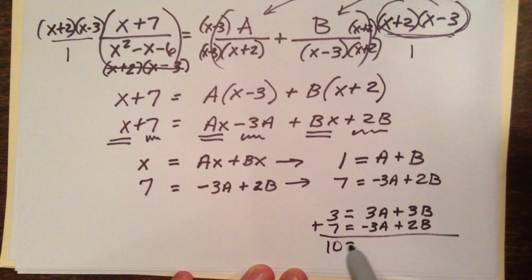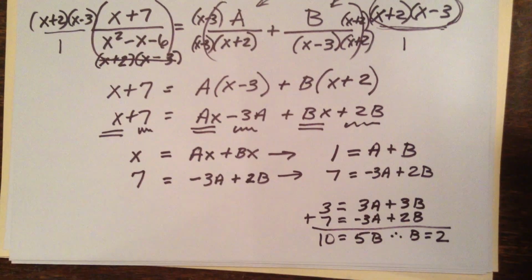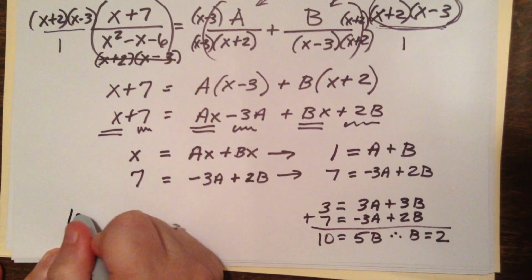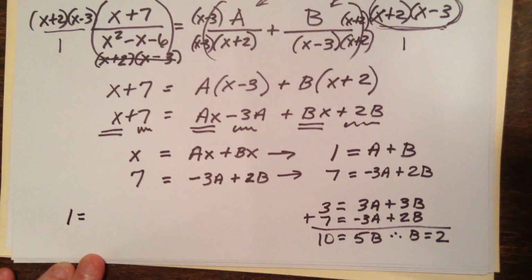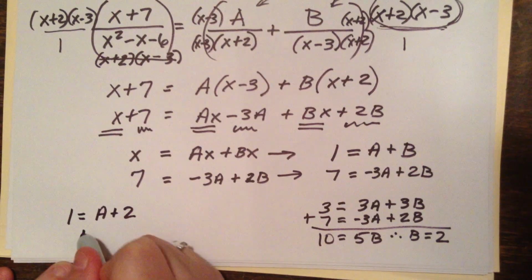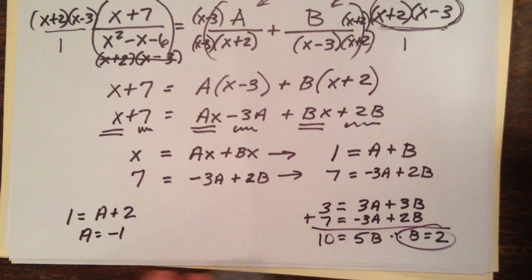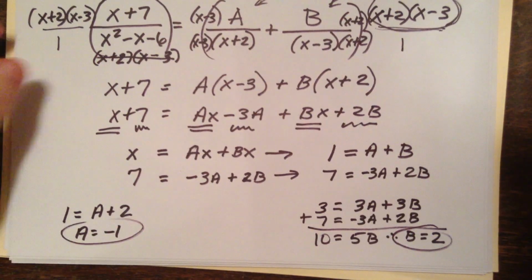And I have 10 is equal to 5b. From that, we can say, therefore, that b would have to be 2. And if b is 2, can we figure out what a would have to be? Well, I think so. I think you would see that 1 is equal to a plus 2, so a would have to be negative 1. So we have this and we have this. I'm going to put it on the next page.